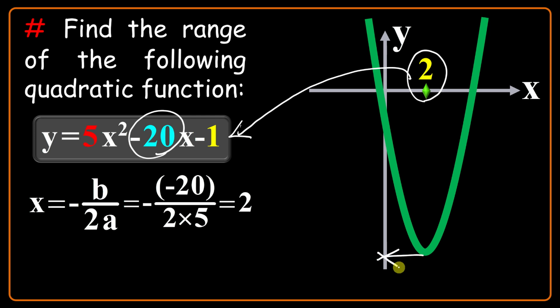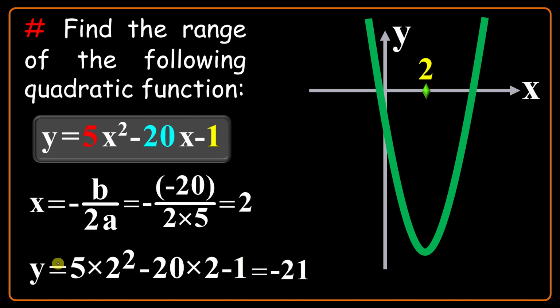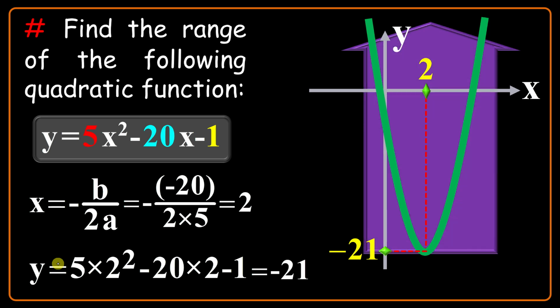Okay, if I substitute the 2 in this equation, 5 times x squared will be 5 times 2 to the power of 2 minus 20 times x, which is 2 again, minus 1. The answer is -21. Yeah. So y will be -21. The permitted values for y will be from -21 and more. So the range will be y greater or equal to -21.